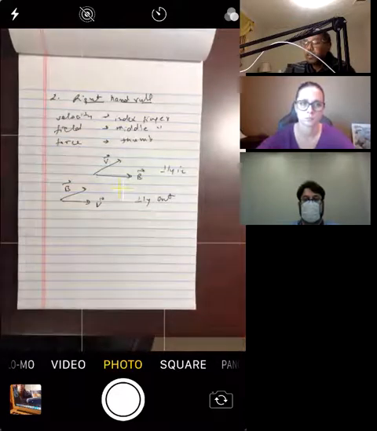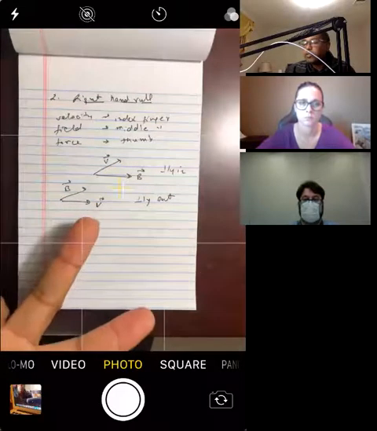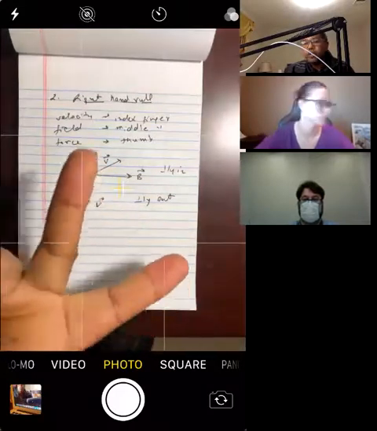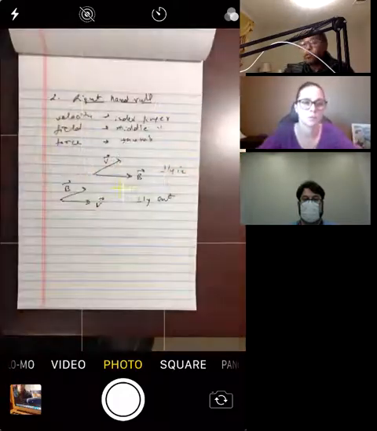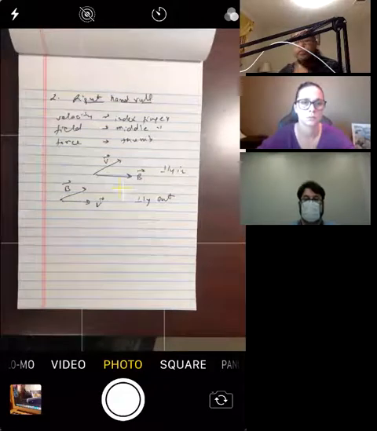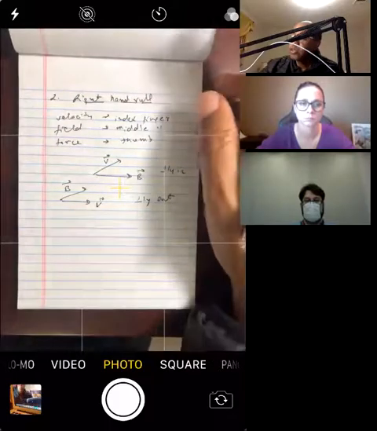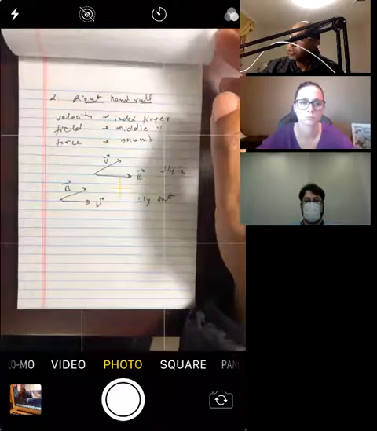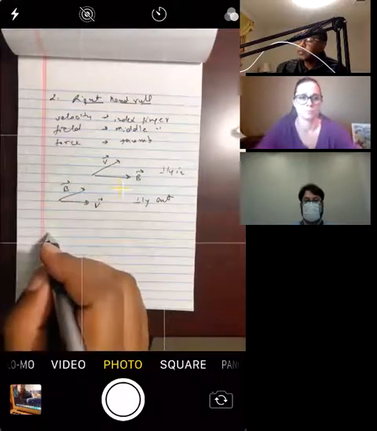So just align the velocity vector with the index finger and the field vector with the middle finger, and the thumb will give you the direction of the force. And of course, if the charge is negative, you reverse it. Okay, so that's how we calculate the force exerted on a charge moving in a magnetic field. Let's consider some examples.